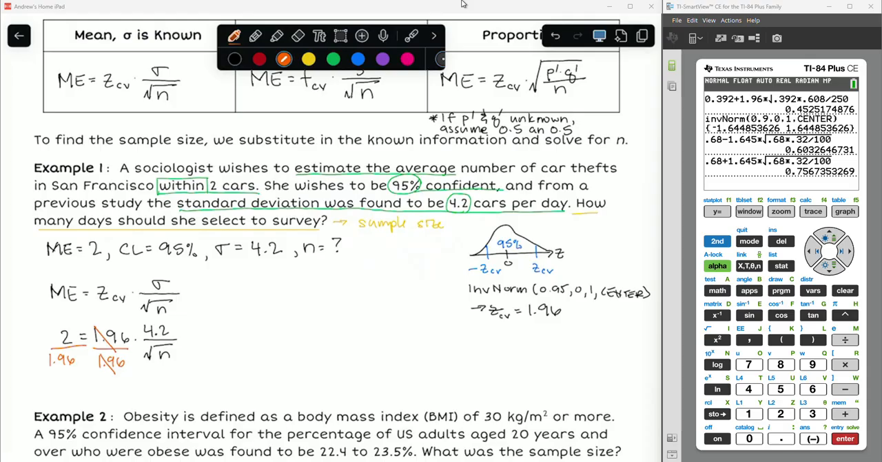And that's going to cancel that guy. And I'm not going to simplify, I'm going to leave that as it is. So 2 over 1.96 equals 4.2 over the square root of n. And the reason that I left it that way is the variable that I'm solving for is in the bottom of a fraction. And as a mathematician, that makes me unhappy.